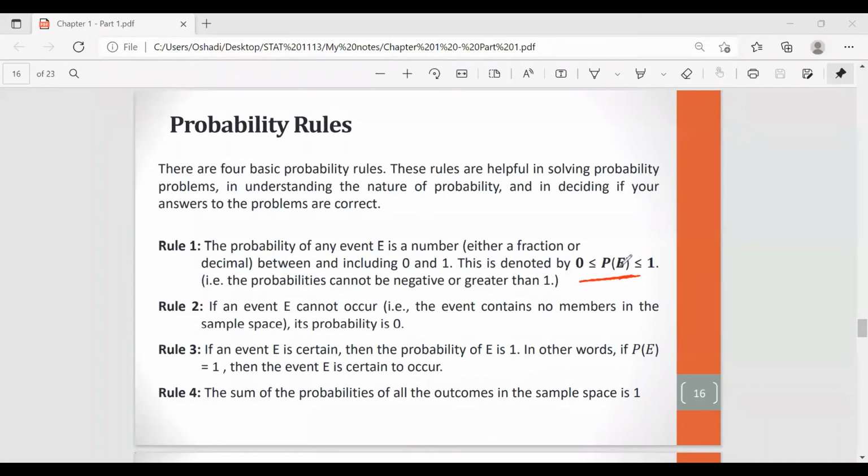So in general, if an event is certain, the probability of that event occurring is 1, right? Probability of E is 1. So the event E is certain to occur. Rule 4: the sum of the probabilities of all the outcomes in the sample space is 1. That is an important one. The sum of the probabilities of all the outcomes should be equal to 1, right?